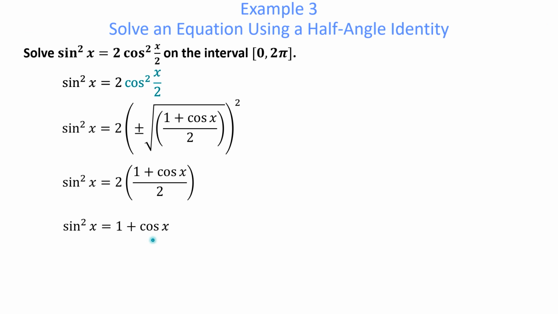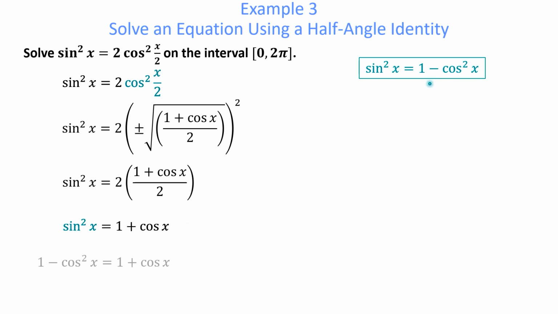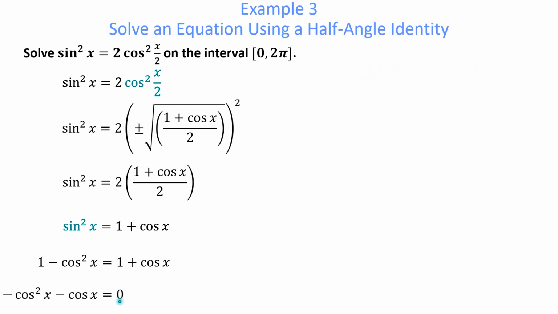You'll notice now we have a cosine function on the right hand side and a sine function on the left hand side. This is a power term, so I want to replace it by using another Pythagorean identity, which is sine squared x equals 1 minus cos squared x. Replacing sine squared x with 1 minus cos squared x will give us the following. Now we have a single trigonometric function: a cosine here and a cosine here. Now we'll subtract 1 plus cos x from both sides, and that will give us minus cos squared x minus cos x on the left hand side and 0 on the right hand side.